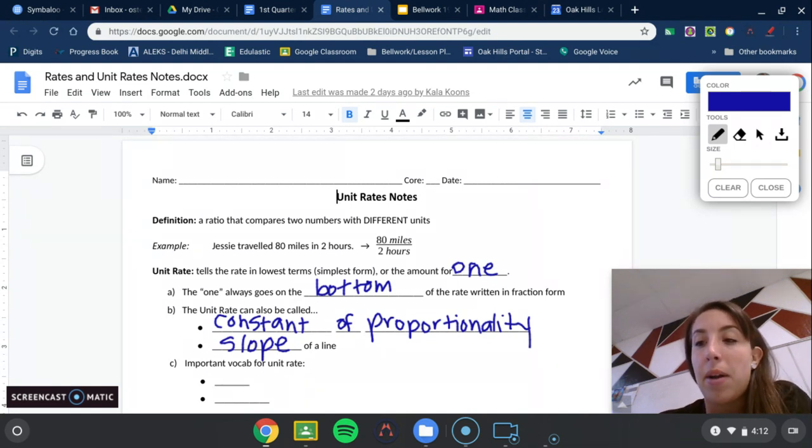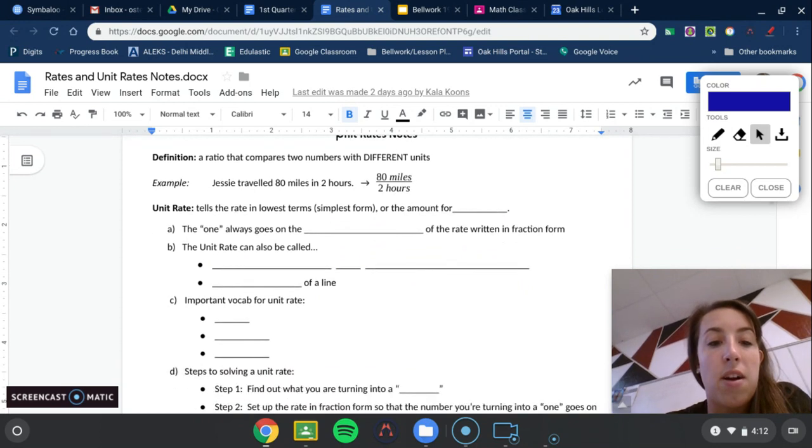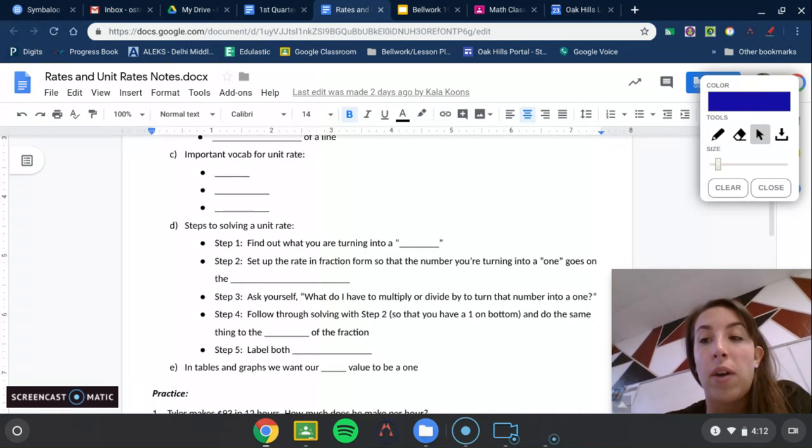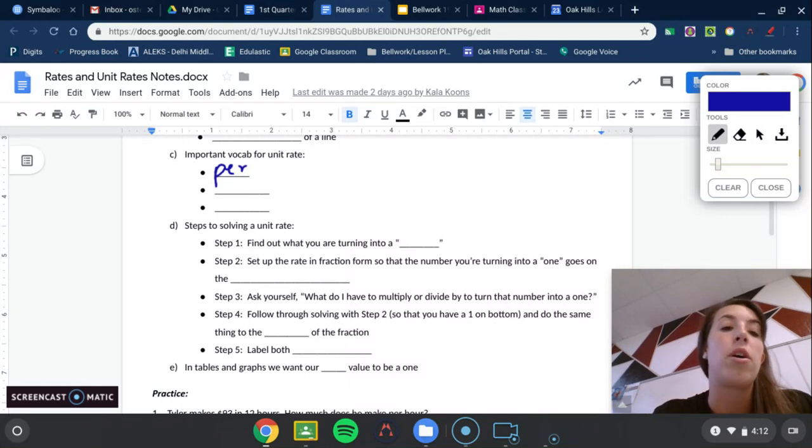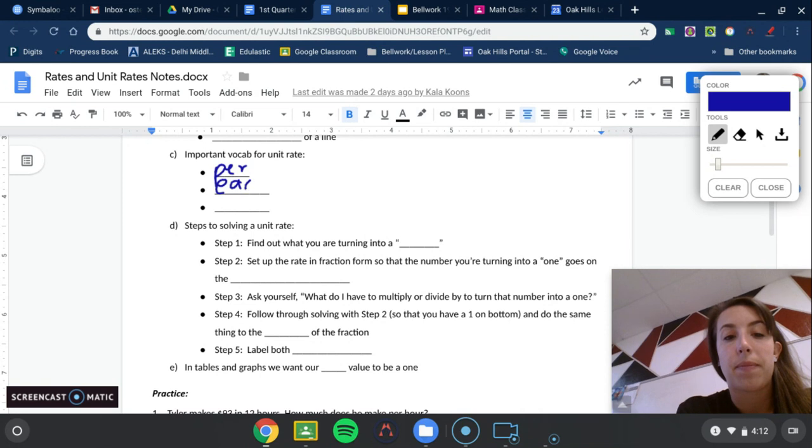Okay, I'm going to go ahead and scroll down. It says here that there are a couple different important vocabulary words that help you identify unit rate. So the very first one is per, which you probably hear all the time. How many miles per hour are you going? You'll hear each, and you'll hear every.